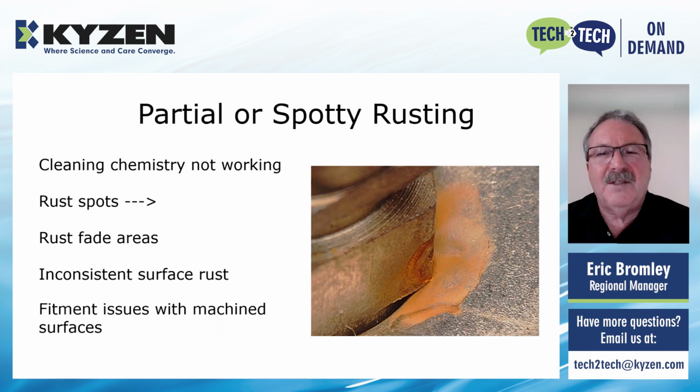There's rust fade areas. It's not always necessarily a spot. It can be a discolorization on parts, especially with aluminum. You'll see a little discoloration on certain areas that can be rust and corrosion.